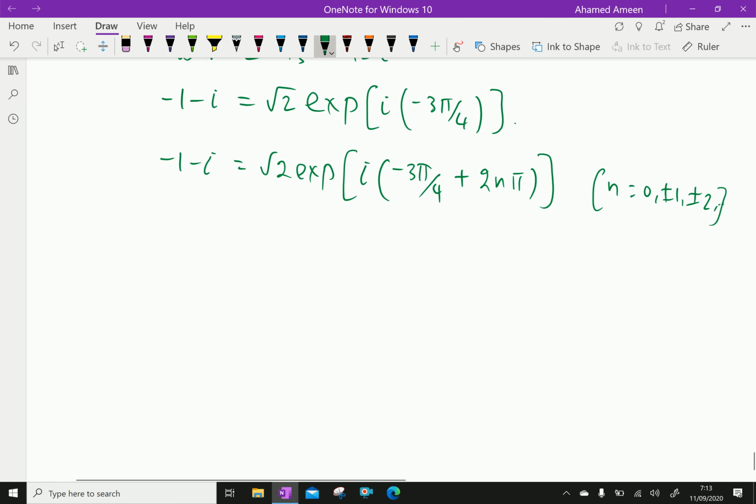Here, note this point. You have to remember the values: e power i pi equals minus 1, e power minus i pi by 2 equals minus i, and e power minus i 4 pi equals 1. We have to remember these values.